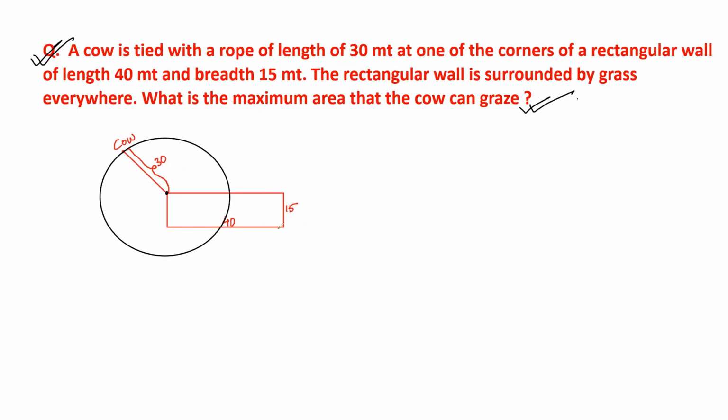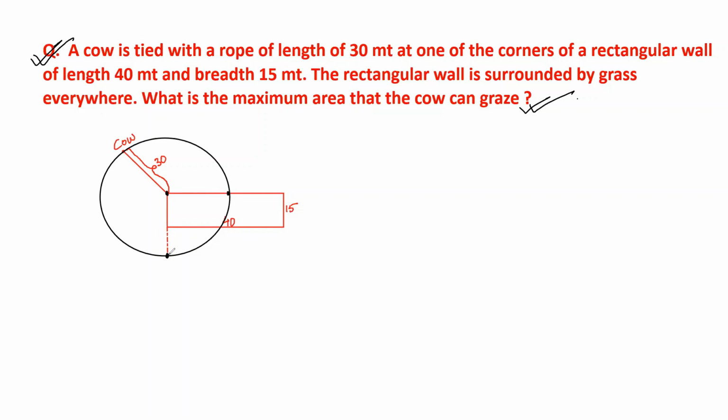Well, if there would have been no rectangular wall, in that case, this cow could have been able to graze the complete area of this circle with this point as the center of the circle and the length of the rope tied to the cow as the radius of the circle. But because of this rectangular wall, the cow won't be able to graze some of the areas. Now, from this point to this point, the cow would be able to graze 75% of the area of the circle, that is 3/4 of the area of the circle.